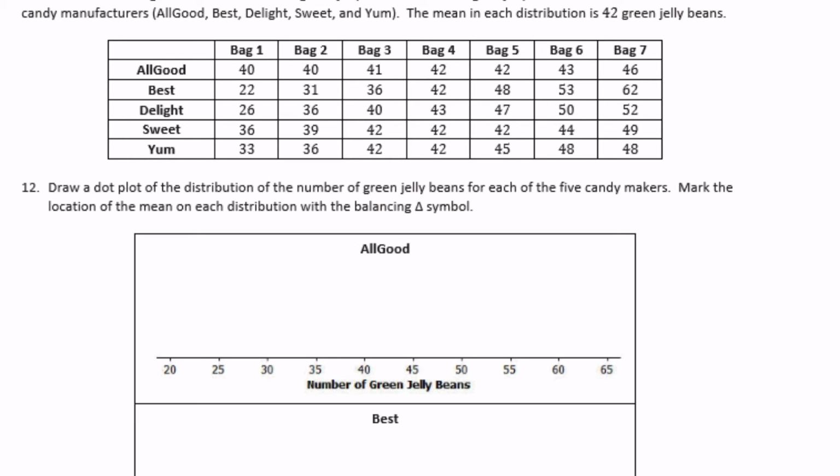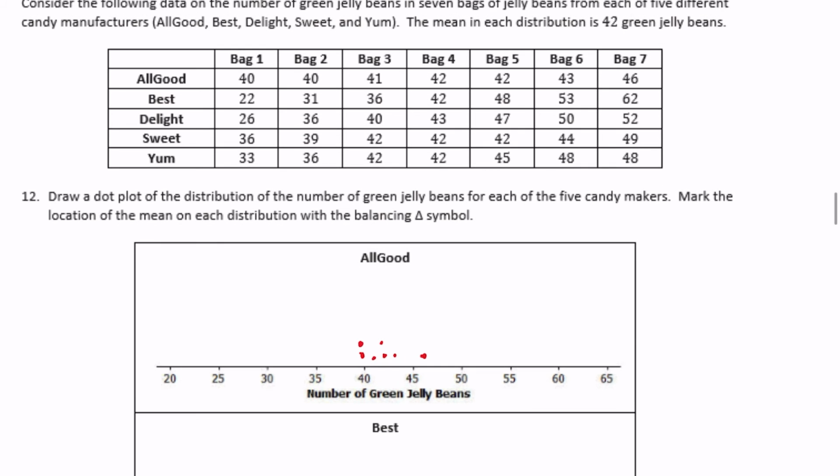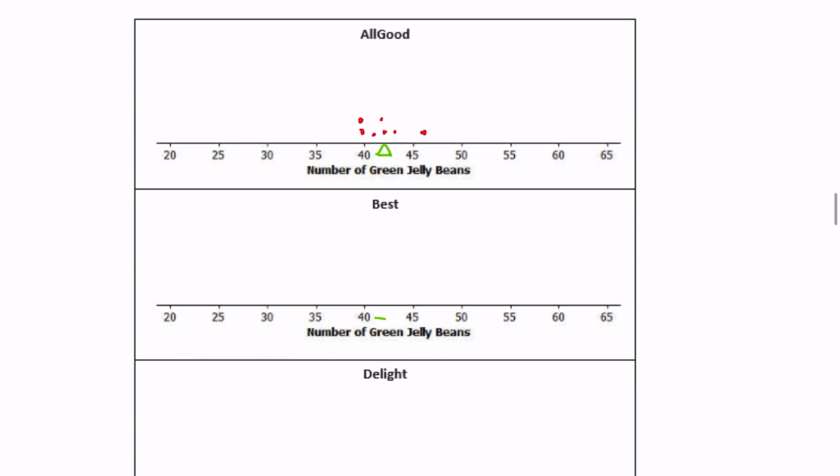Okay, so let's start with All Good. So we have 2 40s, a 41, a 42, another 42, a 43, and a 46. So there's All Good. The mean of each one is 42. So let's go ahead and mark the mean. I'm just going to mark the mean on all of them. The mean on all of them is 42.